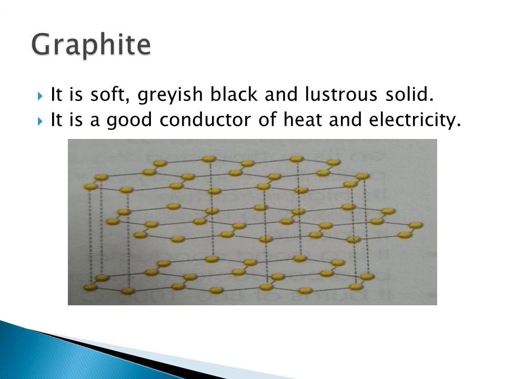Let us see the structure of graphite. In graphite, each carbon atom is linked with 3 other carbon atoms forming a flat or layered hexagonal unit. This basic unit repeats itself and forms a layered network. There is a weak force of attraction between the layers.